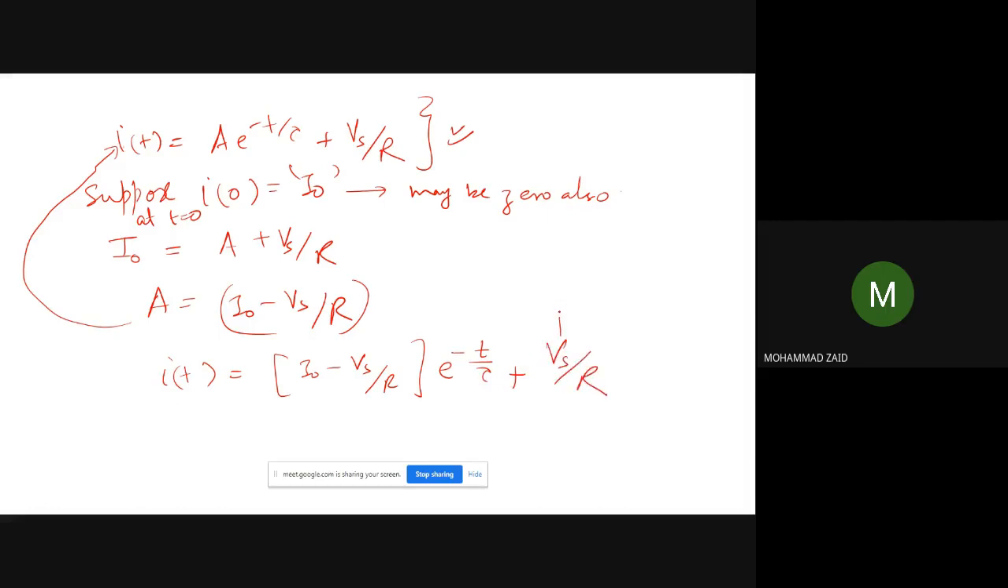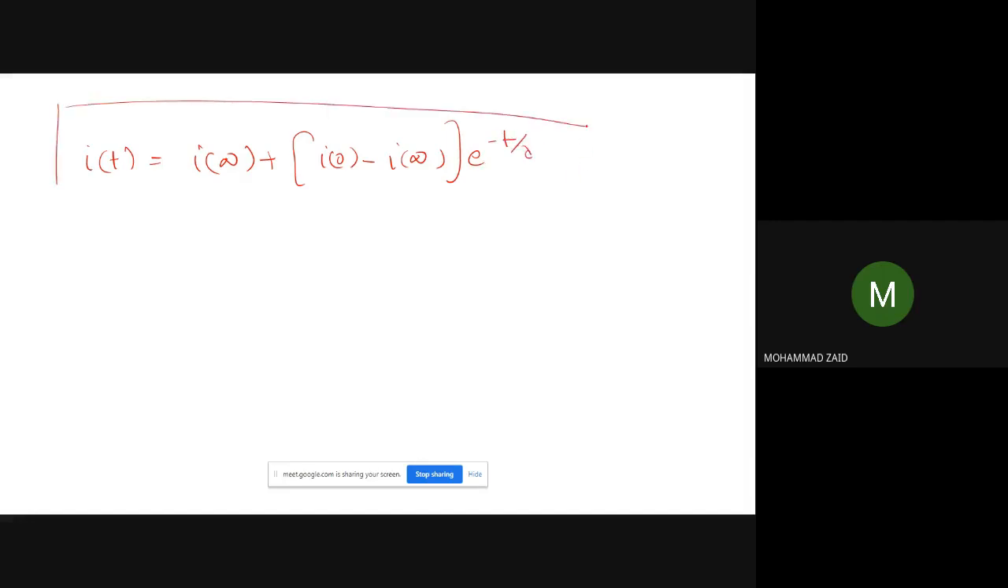So Vs by R is what? This is the final value of current, that is I infinity. And I naught is I0. So i(t) is equal to I infinity plus I0 minus I infinity, times e to the power minus t by tau. That means the complete expression in the case of inductor can also be written like this. Simple.